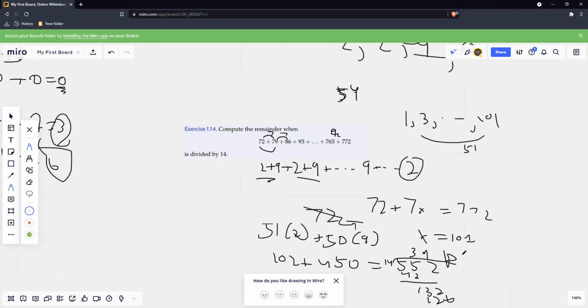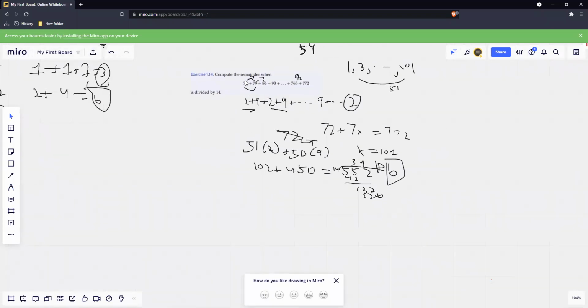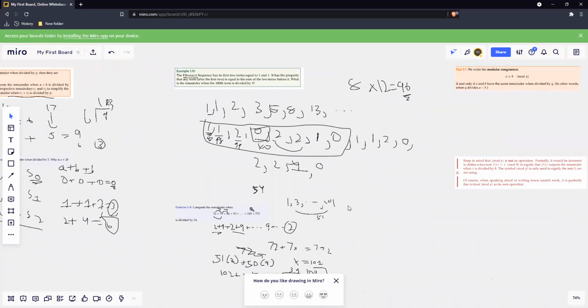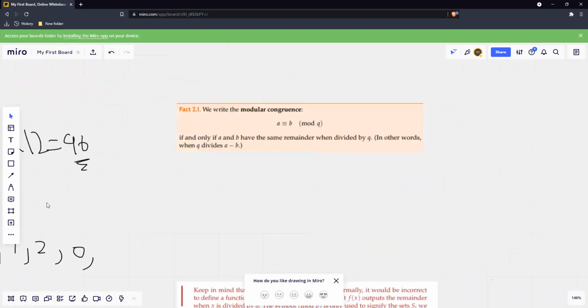And we get a remainder of 6, and that's our answer. So basically what we did was we first replaced all these numbers with their remainders, we found a pattern, then we found how many terms are in this arithmetic sequence, and then we found how many 2s and how many 9s there will be, and then we added it up and divided by 14. And this is why we start with the modular notation.